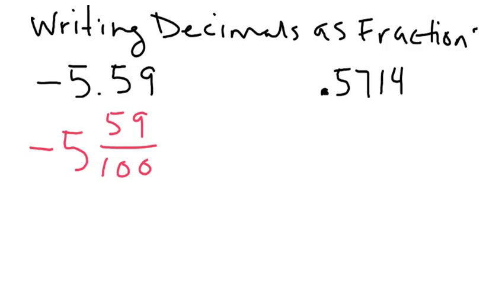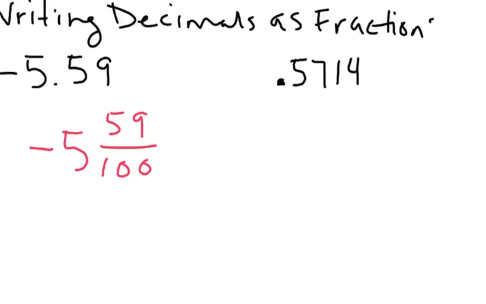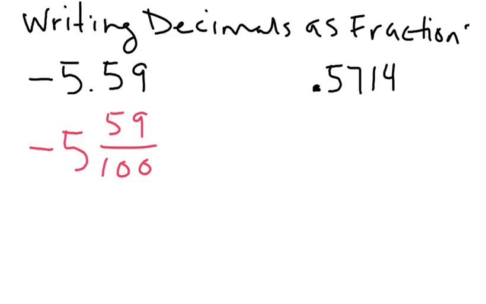Now, how do you know it's 100? Well, a couple ways. That reads 59 hundredths. That's the tenths place, hundredths place, 59 hundredths. So that's how I know. Also, I know 2 places past the decimal makes 2 zeros down here. 2 places, 2 zeros. Okay?